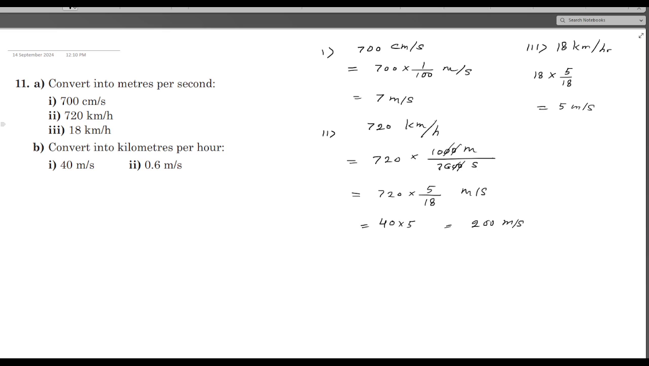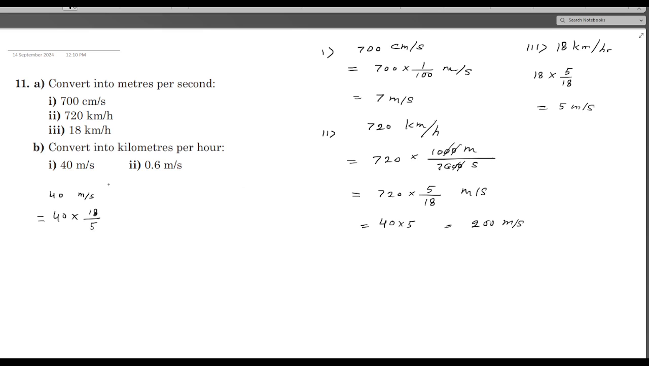Next, we have to convert into kilometer per hour. So 40 meter per second. If I am converting from kilometer per hour to meter per second, I am multiplying by 5 divided by 18. So from meter per second to kilometer per hour, I will multiply by 18 divided by 5. What you can do is convert your meter into kilometer by dividing by 1000, and convert seconds into hours again by dividing by 3600. Your 1 second you will divide by 3600. So that will be your hours.